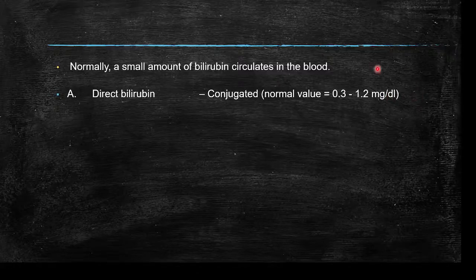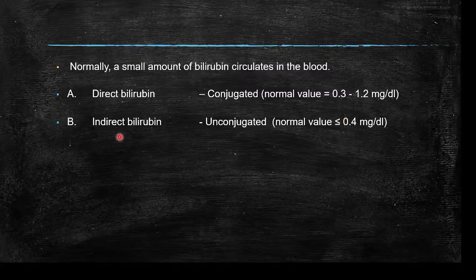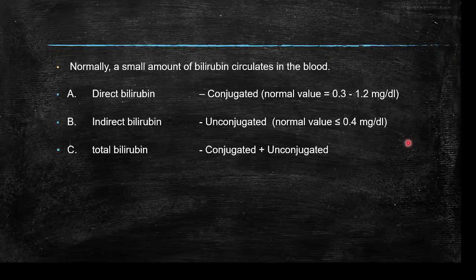So we can categorize this into direct bilirubin, which is called conjugated, and indirect bilirubin, the unconjugated form of bilirubin. Total bilirubin constitutes conjugated bilirubin plus unconjugated bilirubin. The normal level of conjugated bilirubin is 0.3 to 1.2 milligram per deciliter, and unconjugated bilirubin should be less than 0.4 milligram per deciliter.